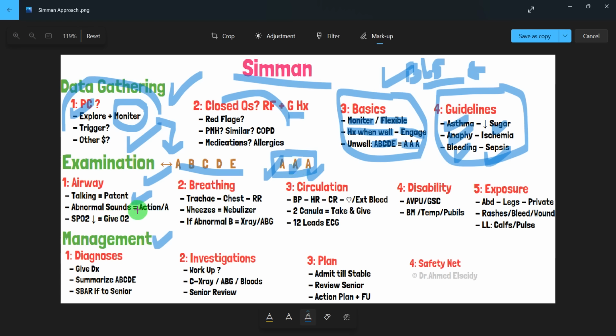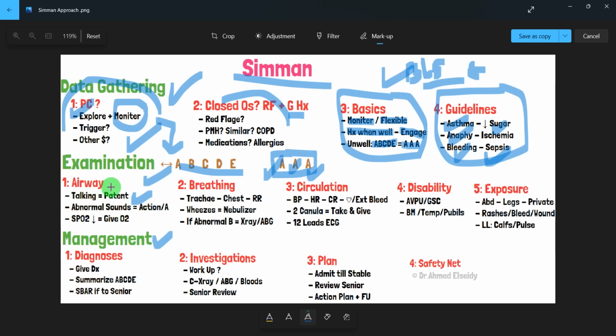So I will look at the airway, head tilt and then chin lift, and if I find any secretions, I will do suction. If I find a foreign body, I will remove it. If I find lip swelling or tongue swelling, I will think about anaphylaxis and manage it. But that will not usually happen in BLAB 2. You will usually find the patient talking, so you will say airway is patent.